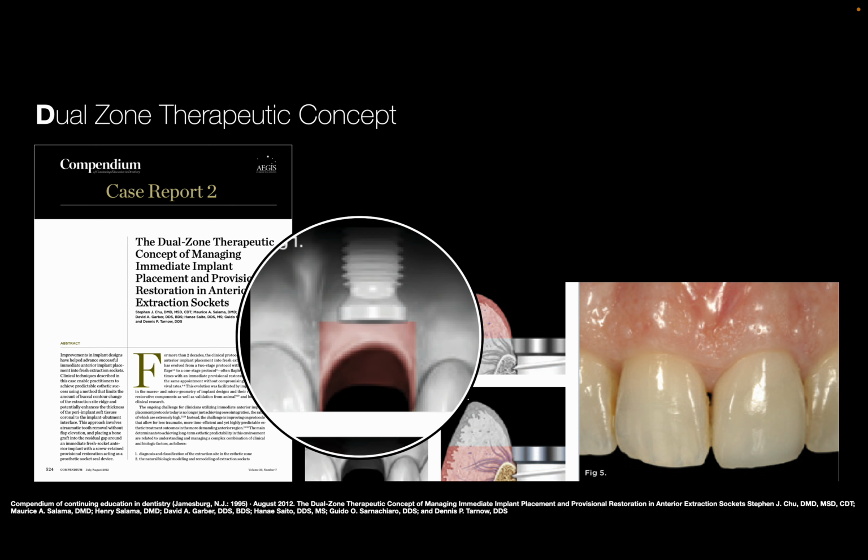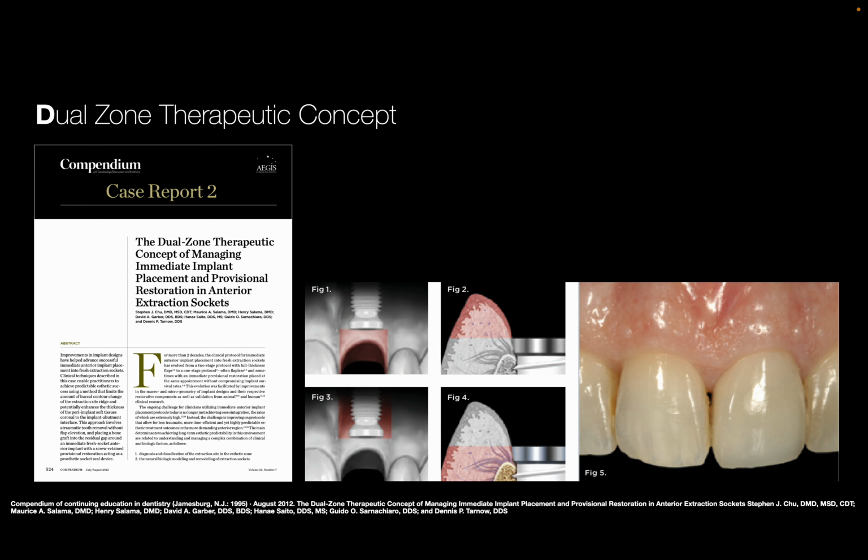And the dual zone is the area of the future rehabilitation that covers from the platform of my implant to the gingival margin, that is going to be the pink area, right? And the soft tissue area. And then we're going to have the area that goes below that platform, which is going to be the bone area, right?